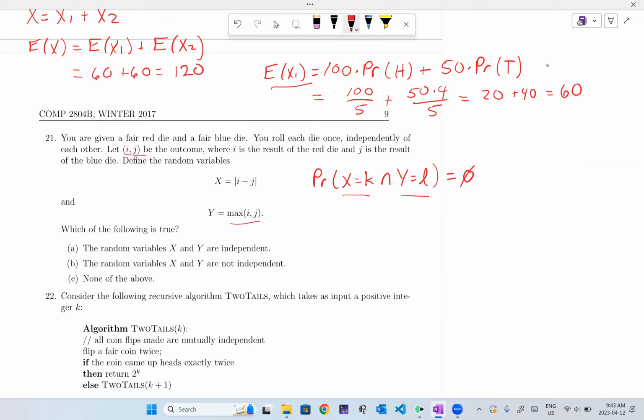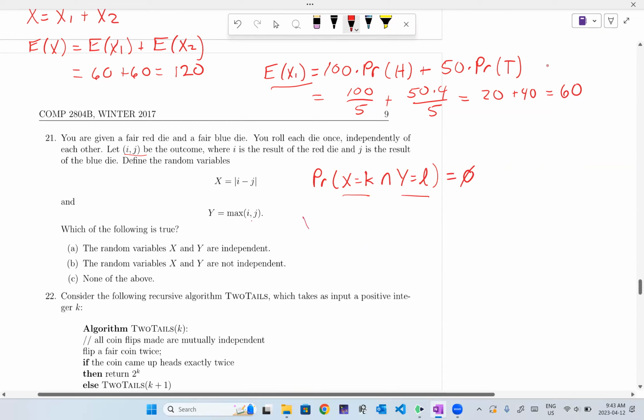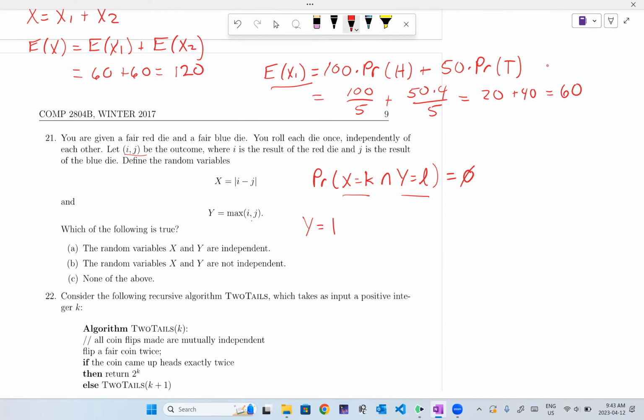So let's say, well, I roll two dice. X can take on a value anywhere from -5 to +5. And Y can take on a value from 1 to 6. But if I said Y is equal to 1, then what does that tell me about X?